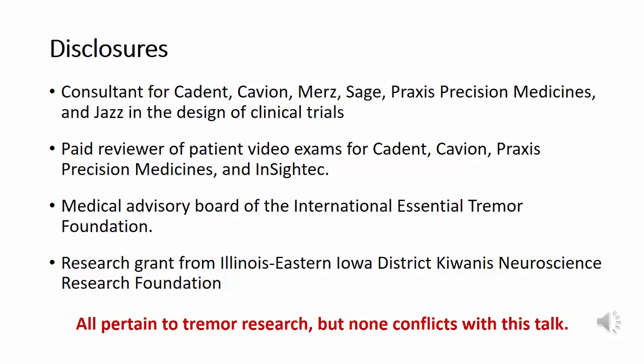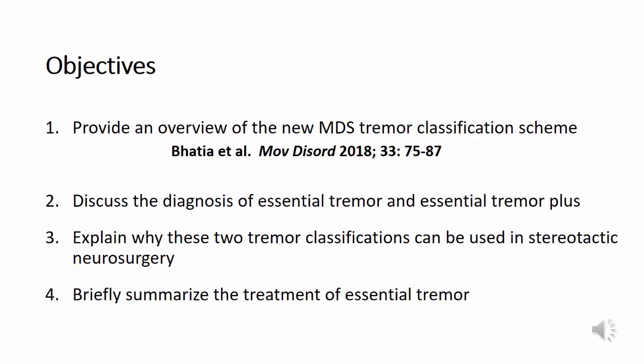In this lecture, I will provide an overview of the new tremor classification scheme developed by the Tremor Task Force of the International Parkinson and Movement Disorder Society. I will demonstrate the use of this classification scheme in the diagnosis of essential tremor and essential tremor plus. I will discuss the importance of rigorous tremor classification when selecting and treating patients with stereotactic neurosurgery. Finally, I will briefly summarize the treatment of essential tremor.